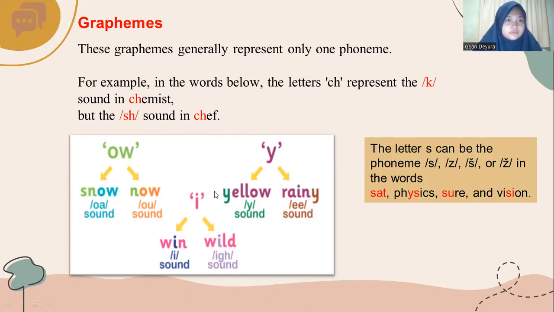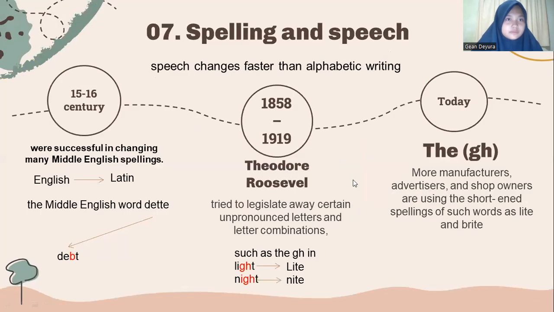And also, to give you another example, the letters OW in "snow" will have an "oh" sound. And also in "now" it will become an "ow" sound. So the next is spelling and speech.